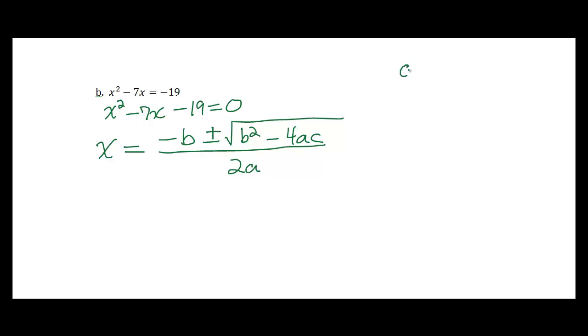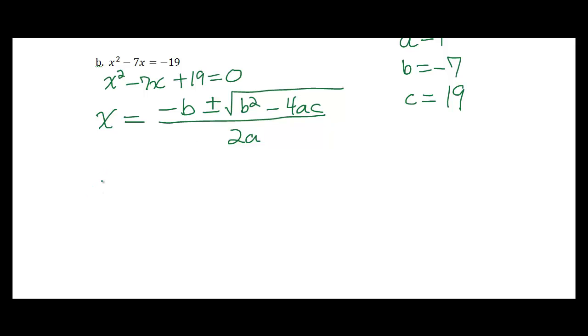In this example, a equals 1, b equals negative 7, and I made a mistake here, my addition symbol got mixed up. Since I was adding 19 to both sides, that means my c equals a positive 19.